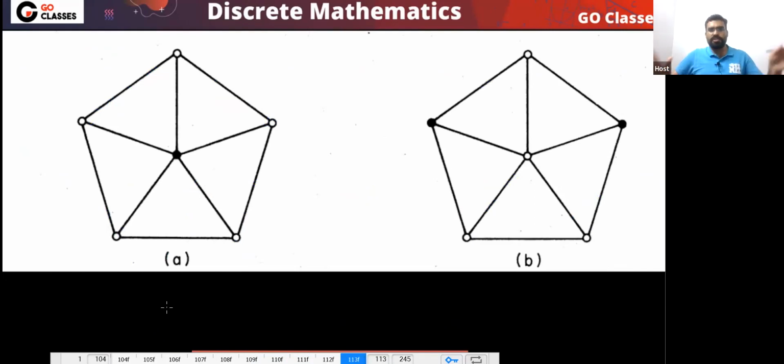Did you understand? All the concepts we have seen: edge cover, vertex cover, independent set, matching. All the 4 concepts. There are not many, but I think 5 or 6 questions in the GATE exam from these concepts, and the latest question is in 2022. These concepts are very important in graph theory.